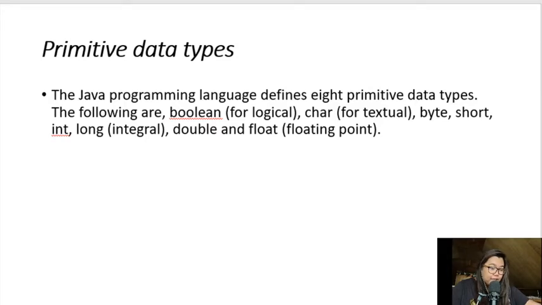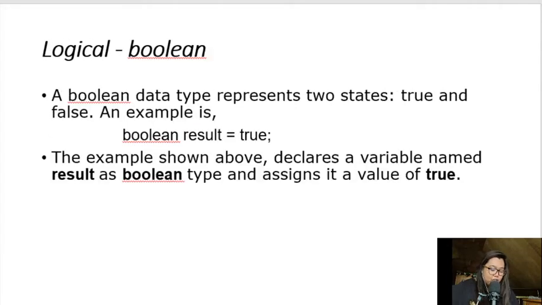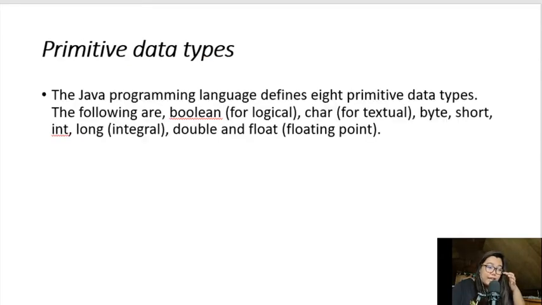Next, we have logical or Boolean. These are the kinds of data types. So we have 8: Boolean, char, byte, short, int, long, double, and float.